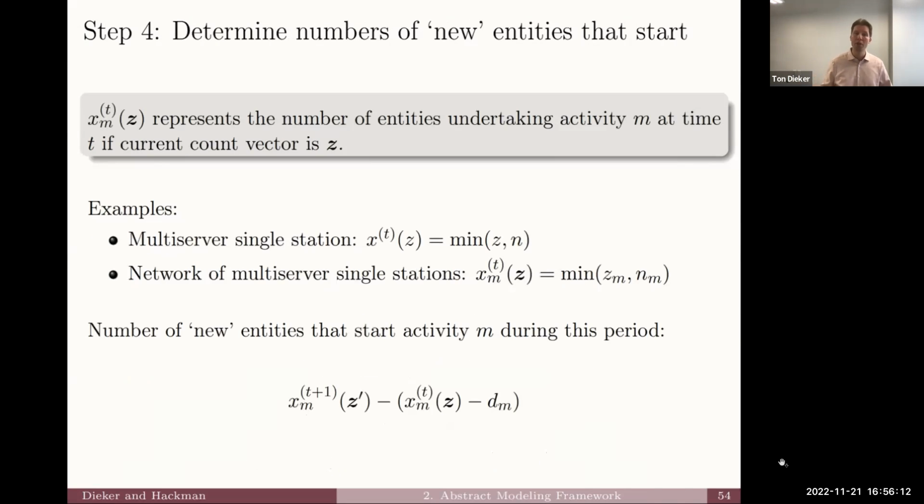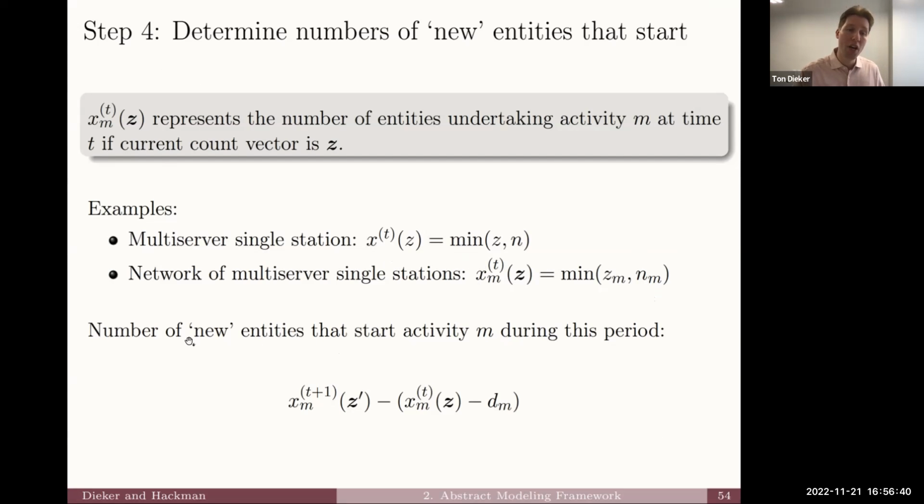In the fourth step, we use another primitive, which we denote by X of Z, which represents how many entities are undertaking an activity as a function of the count vector. So, as an example, in the multi-service single station, X is the minimum of the number at the station and the number of servers. And same thing for networks.